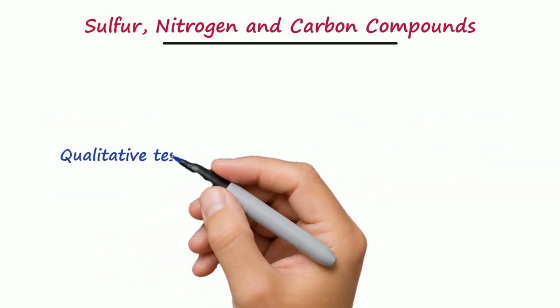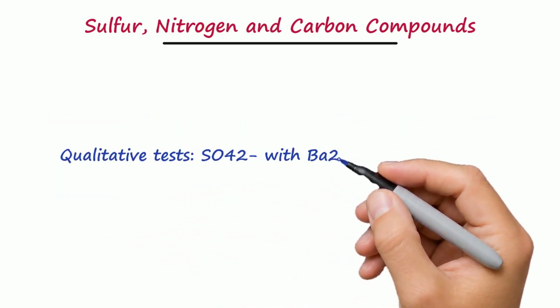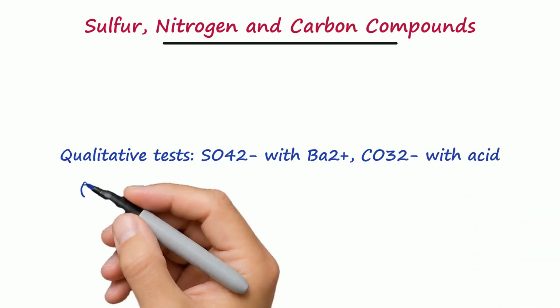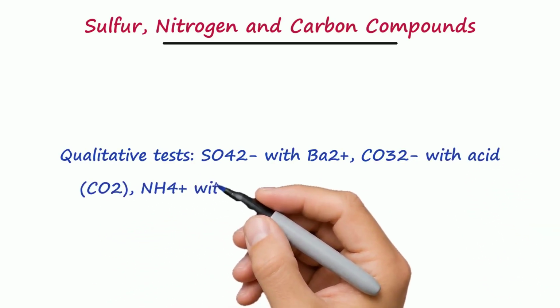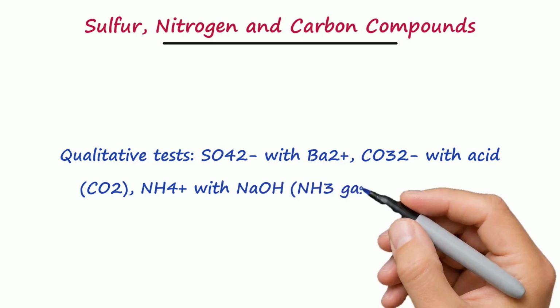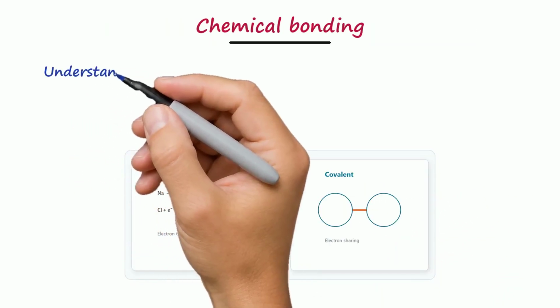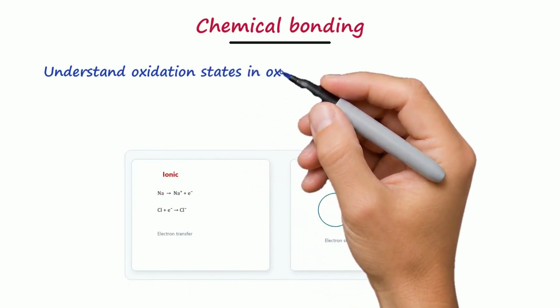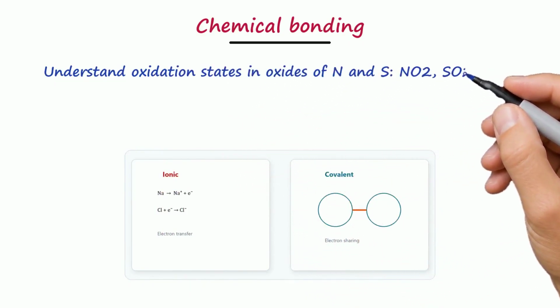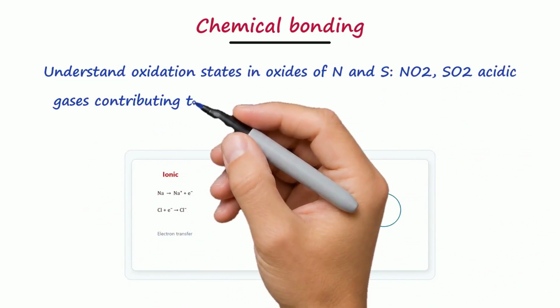Qualitative tests. SO4 2- with Ba2+, CO3 2- with acid giving CO2, NH4+ with sodium hydroxide, giving NH3 gas on warming. Understand oxidation states in oxides of N and S. NO2 and SO2 are acidic gases contributing to air pollution.